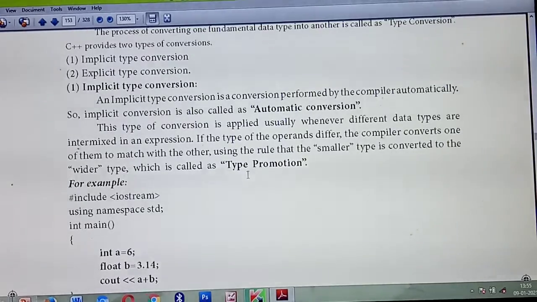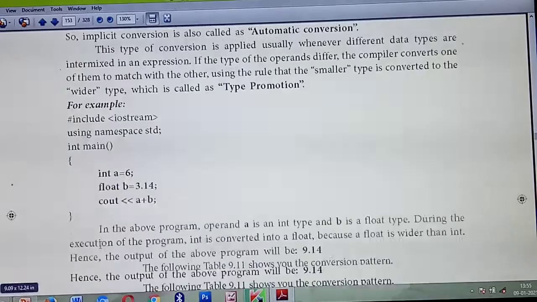Type promotion. What do you mean by type promotion? Here you have studied: what do you mean by type conversion, what do you mean by implicit conversion and type promotion? In an expression itself, if it contains two or three data types, the compiler will automatically convert into another data type based on the rule. That's very, very important. Based on the rule, from smaller data type to wider data type, that is called type promotion. Understood? See the example.